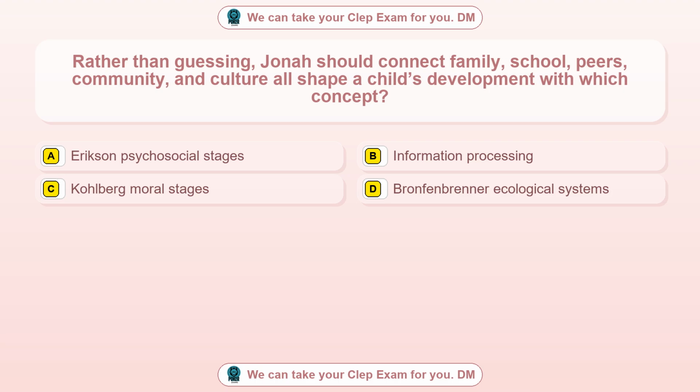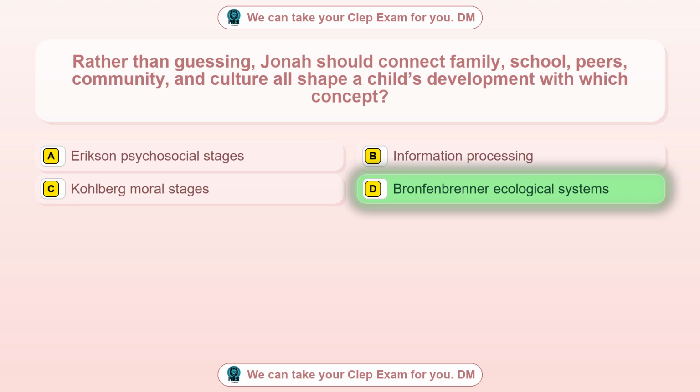Question 83. Rather than guessing, Jonah should connect family, school, peers, community, and culture all shape a child's development with which concept? Option A, Erikson psychosocial stages. Option B, information processing. Option C, Kohlberg moral stages. Option D, Bronfenbrenner ecological systems. The correct answer is option D.